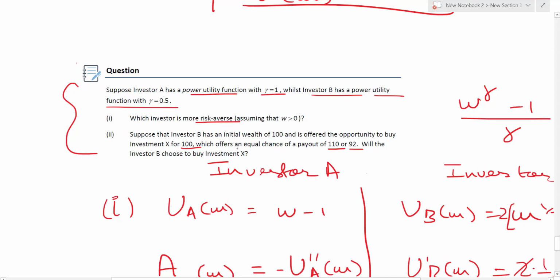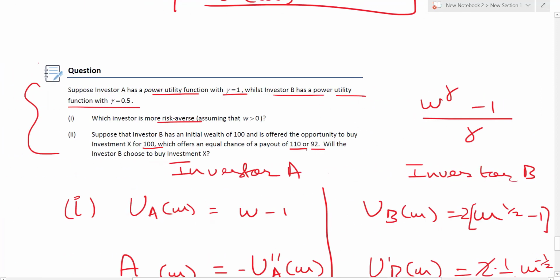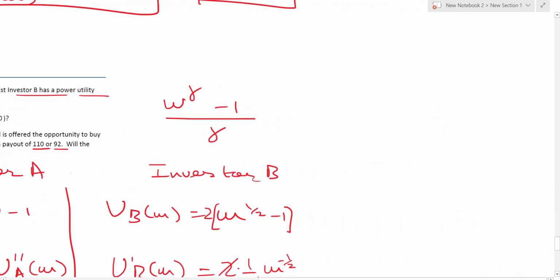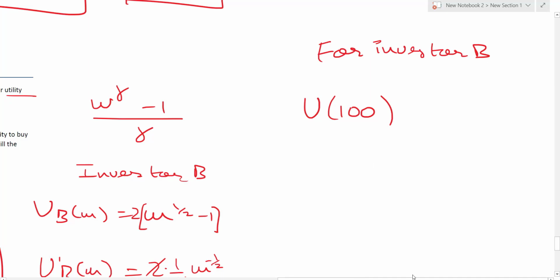So this guy has an initial wealth of 100 and has to buy an investment putting in all of his wealth. Okay, so putting in 100 itself, in which case he would either have 110 or 92. So you will have to see whether his utility after purchasing this investment would be higher or not. Okay, expected utility. So what is the utility of 100 for investor B? What is the utility of having 100 pounds? Let's just see that first.